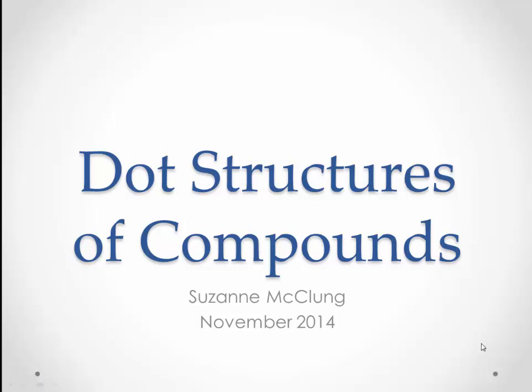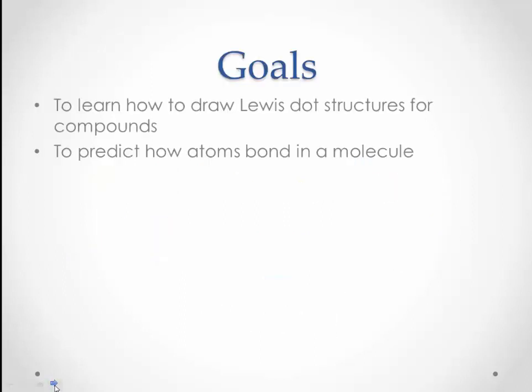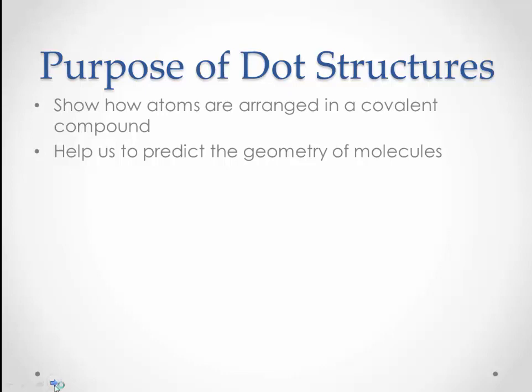In today's podcast, we're going to talk about dot structures, how to draw those. And basically what Lewis dot structures are going to do is allow us to show how different atoms are bonded to each other in a molecule. So these are going to be for covalent compounds. And they'll show you how the atoms are arranged, and also then we'll use them to predict geometry of molecules, so figuring out what shape, what things look like in three-dimensional space.